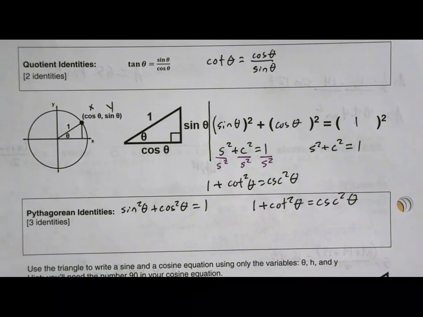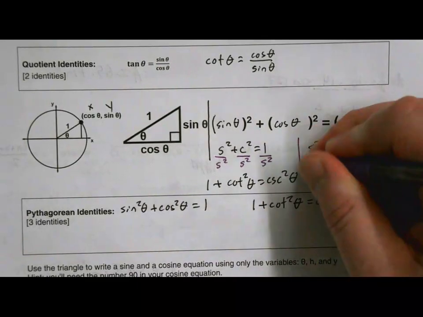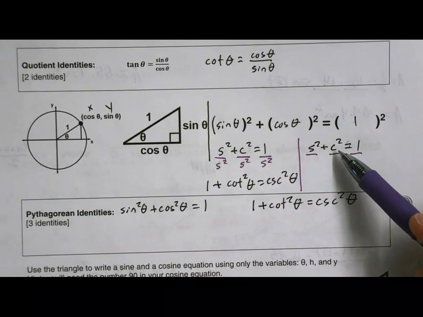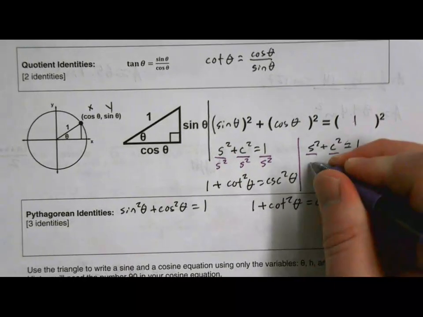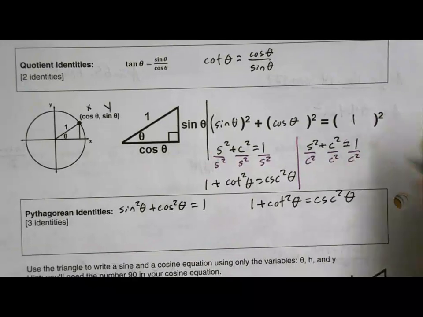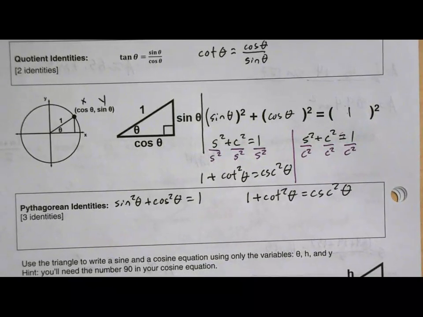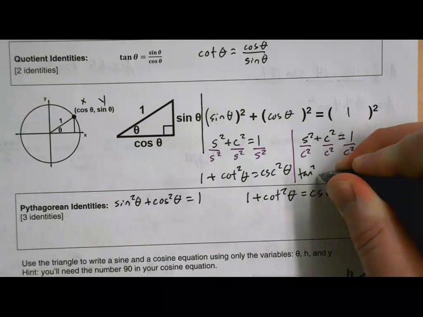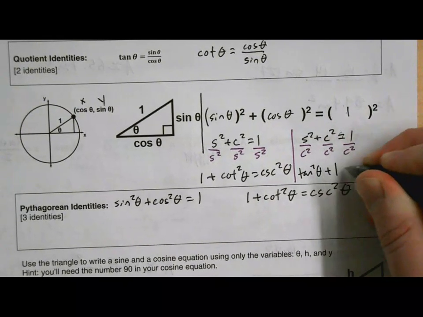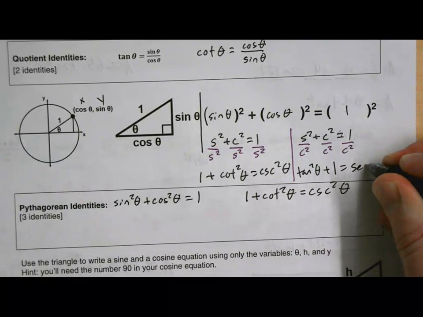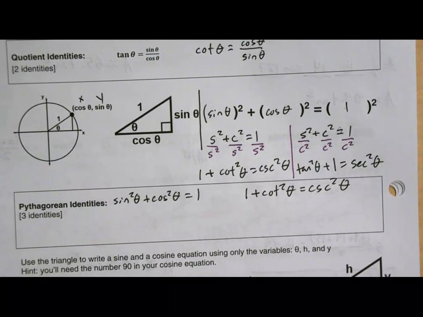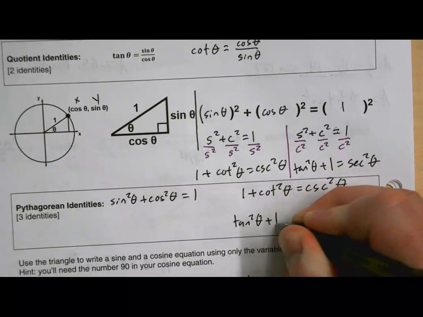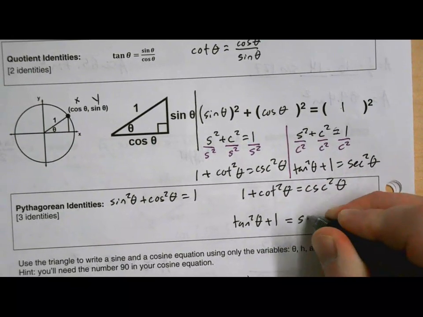I can come up with the other one by going back to the primary one that I have memorized, and you're going to use this one the most. And I'm going to divide everything this time by cosine squared. And then I'll simplify. Sine over cosine is tangent. Cosine over cosine is 1, and 1 over cosine is secant. So there's my other 2. Tangent squared theta plus 1 equals secant squared theta.